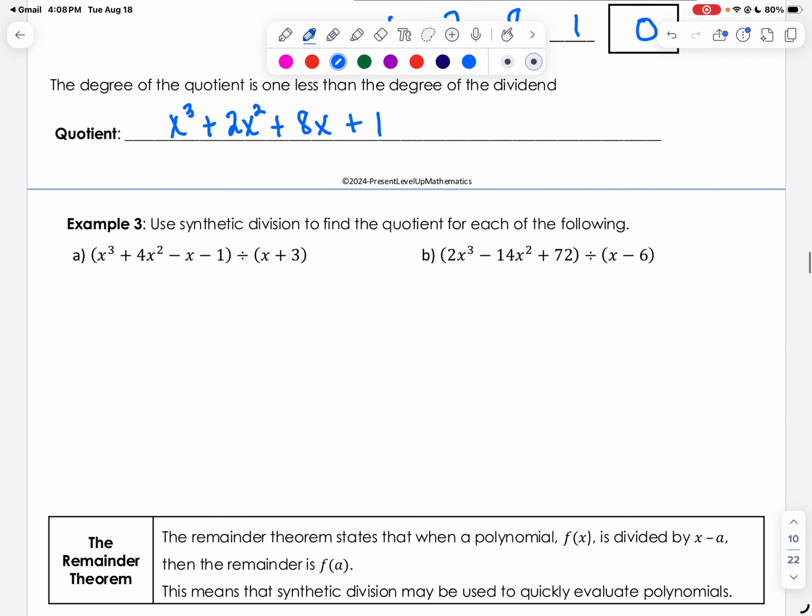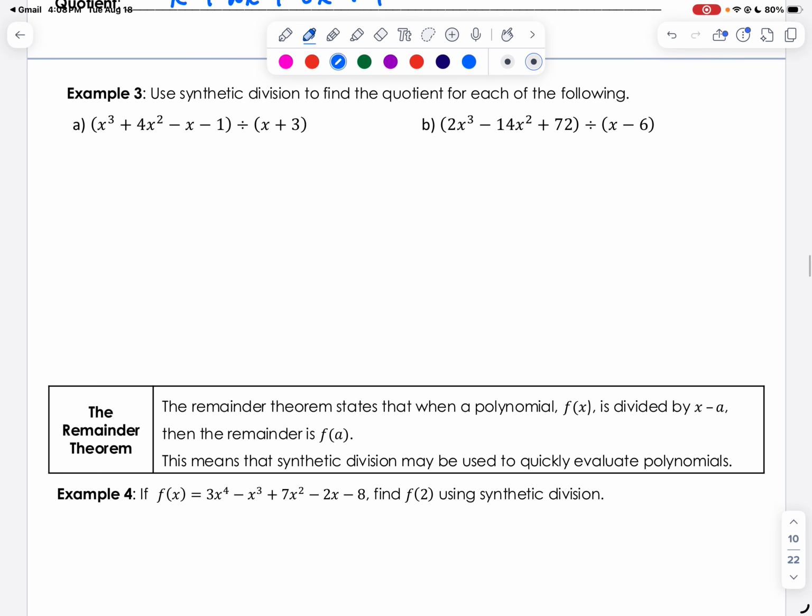All right, let's try this again where we set up the entire problem. In our next example, we have x cubed plus 4x squared minus x minus 1, and we're dividing by x plus 3. So our 0 here would be negative 3. Then you draw your big L here, and then we have 1x cubed, 4x squared, negative 1x, negative 1. Then we'll start the process of drop down, multiply, add, multiply, add.